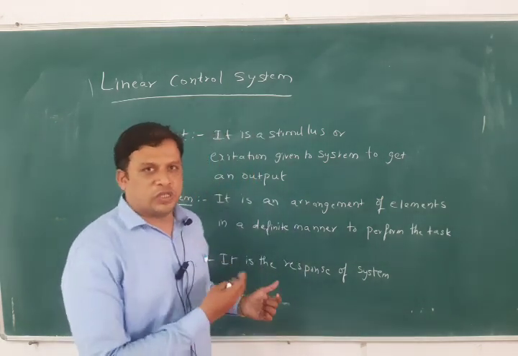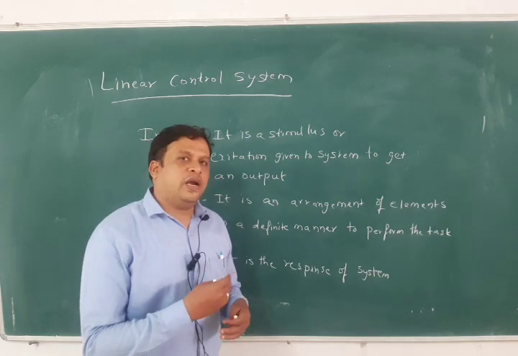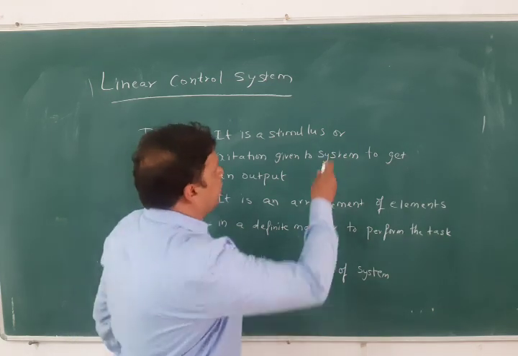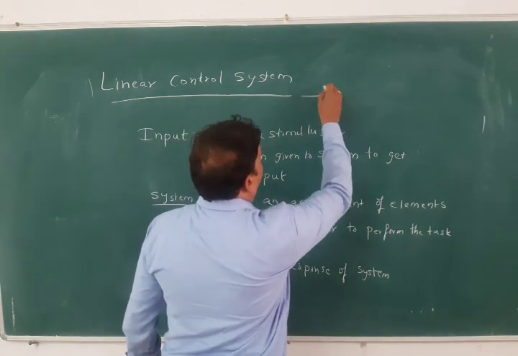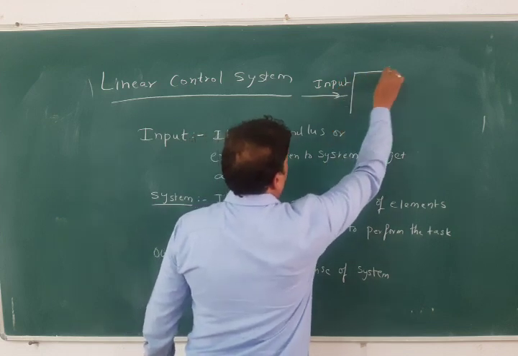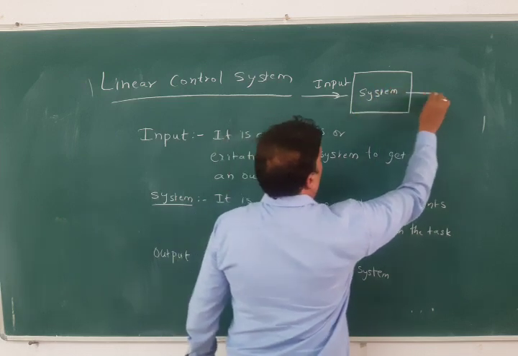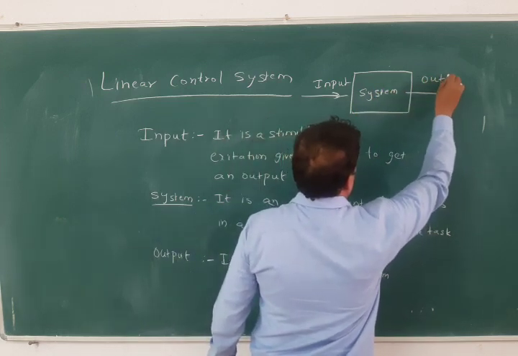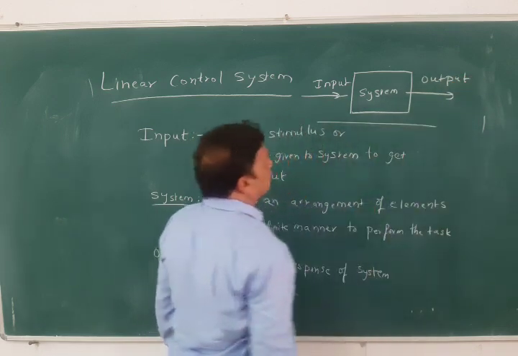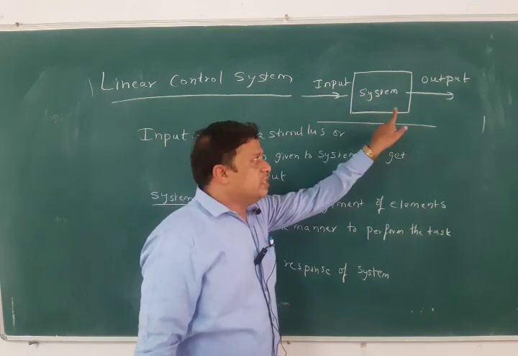We are giving some input to the system, and the system does some processing, it has some process controls, and later you get some output. So you have an input, then a system, and then an output. This is what in a block diagram we can say: it is the input, it is the system, and then this is the output.